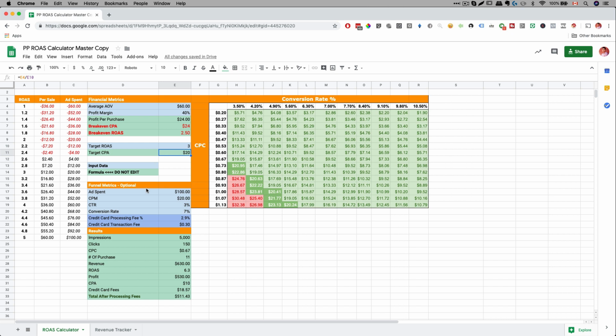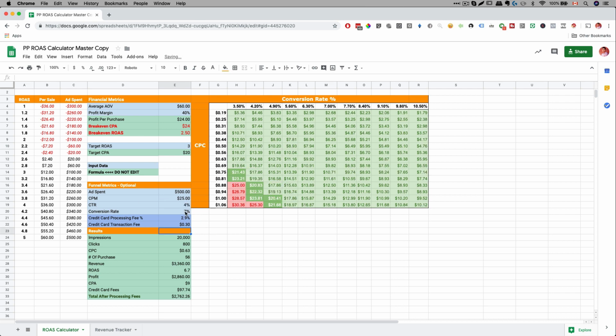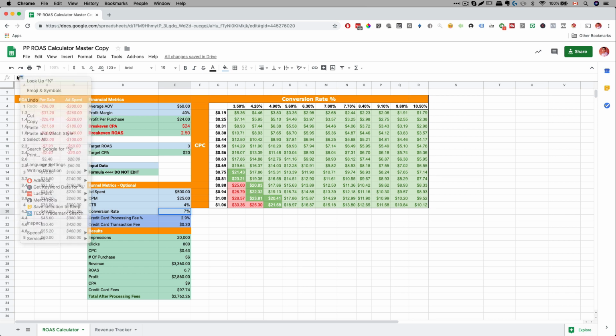Now, for funnel metrics, this is optional, but if you want to play around with it, you can. It's more advanced. So let's say you spend $500 and your CPM is $25. Let's say your click-through rate is 4%, and your conversion rate, let's say, drops to 6%.